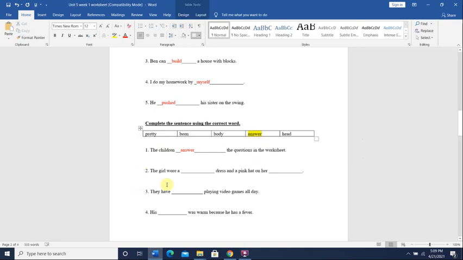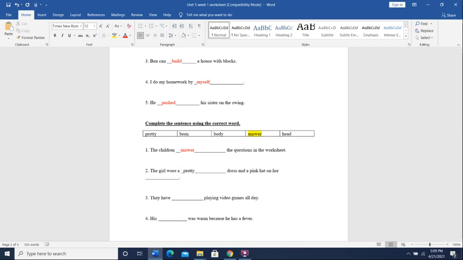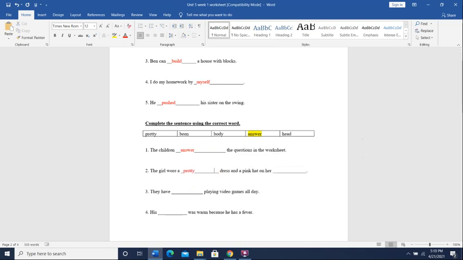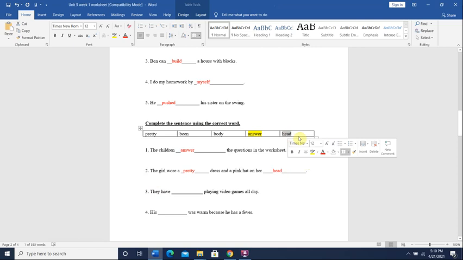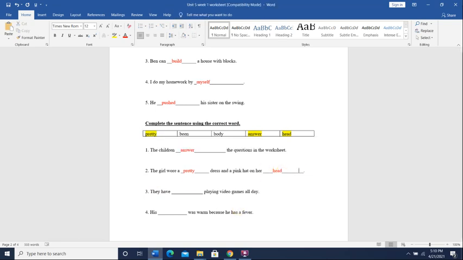Okay, next. The girl wore a blank dress and a pink hat on her. The girl wore a pretty, which means nice, dress, and a pink hat on her head. Okay, so here we use two words. We said that she wore a pretty dress and a pink hat on her head. Where else are you going to wear a hat? On your head, of course.